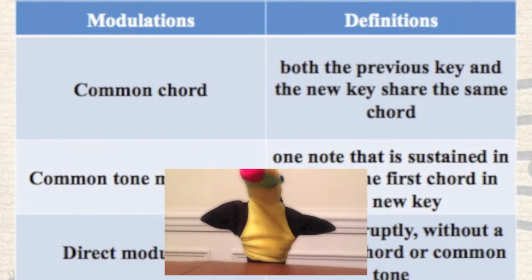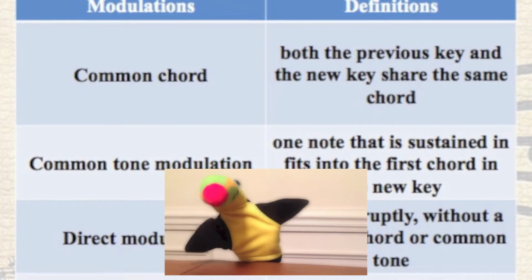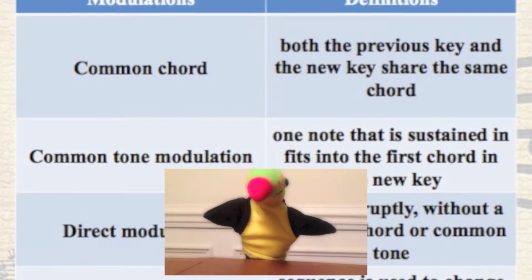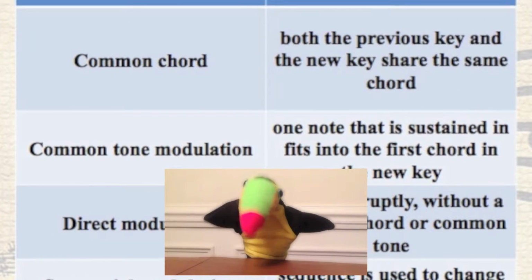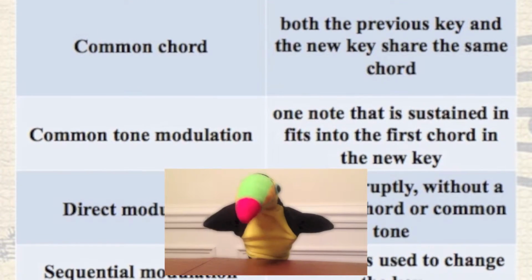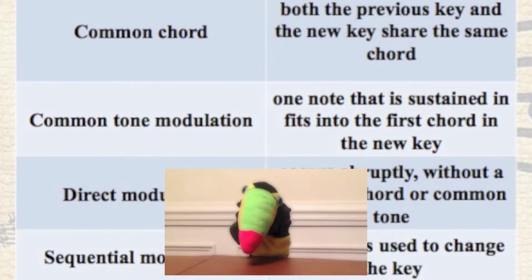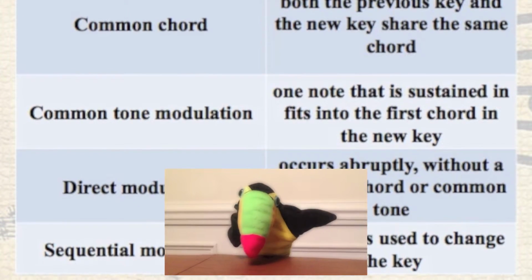Finding modulation can often be difficult to detect. Modulation is when the piece changes from one key to another. Usually, when a piece modulates to a new key, it modulates back to the key it began with. There are a few main types of modulation: common chord modulation, common tone modulation, direct modulation, and sequential modulation.